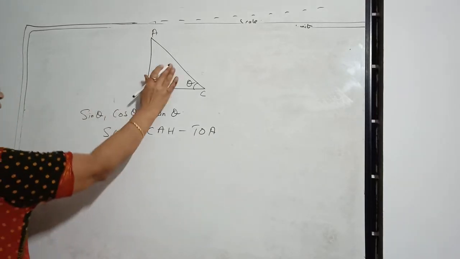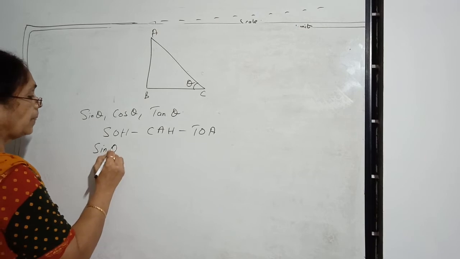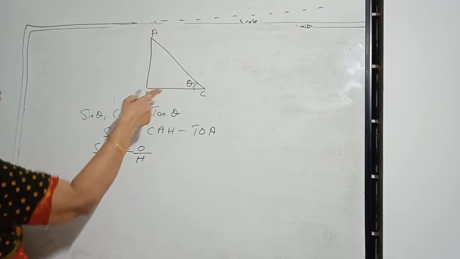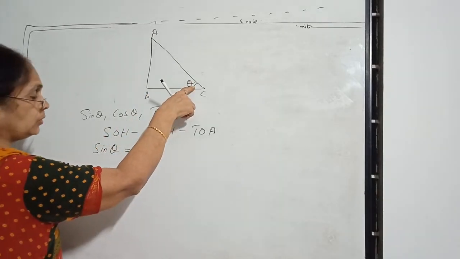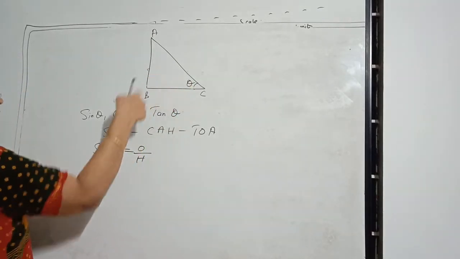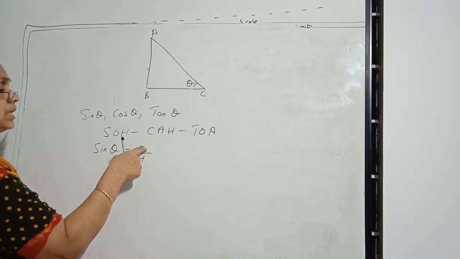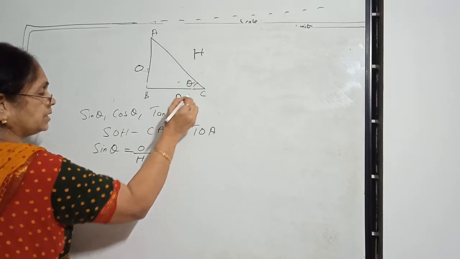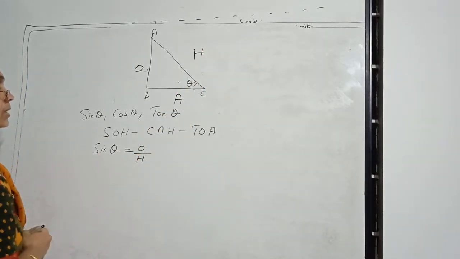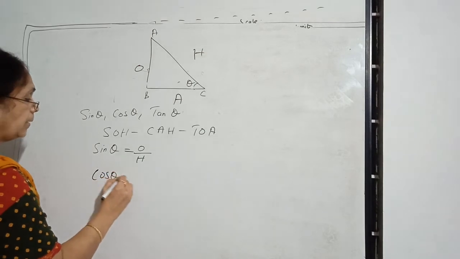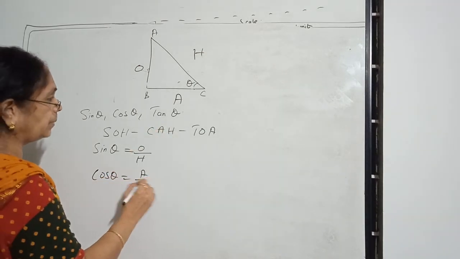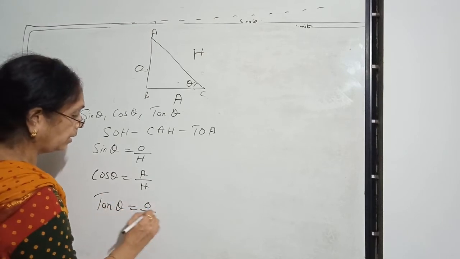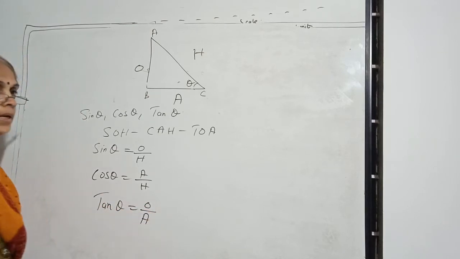Now the right angle triangle has three sides. With respect to theta, sin theta is the ratio of the opposite side to the hypotenuse. So this is O, this is H and this is the adjacent side. This is the formula for sin theta. Cos theta, CAH, is adjacent by hypotenuse. Tan theta is opposite by adjacent.